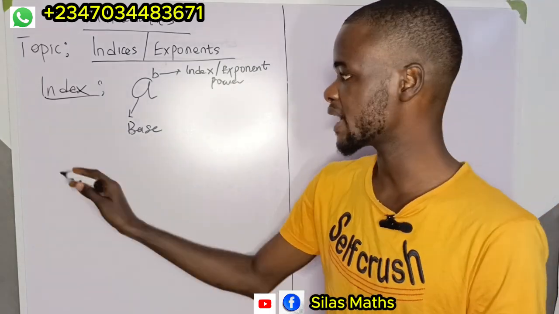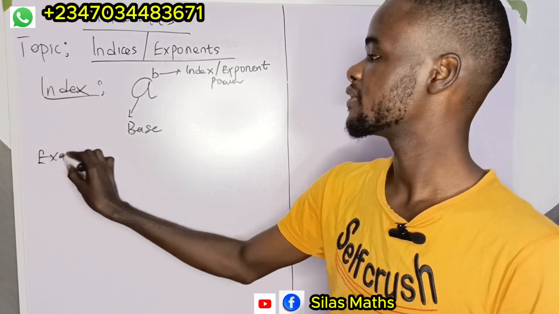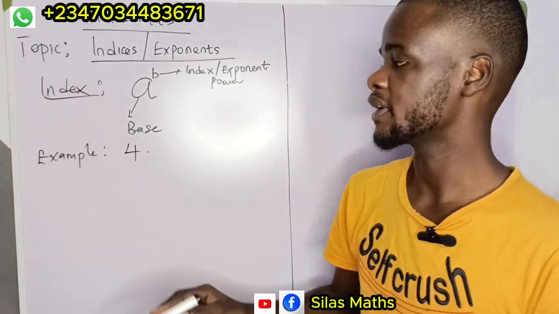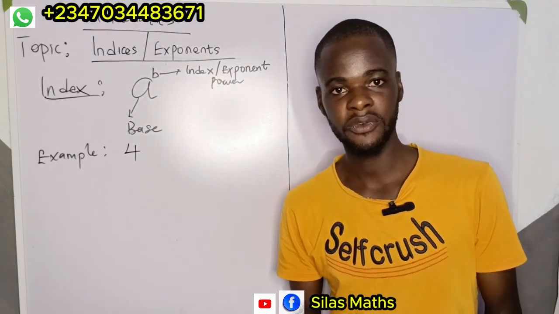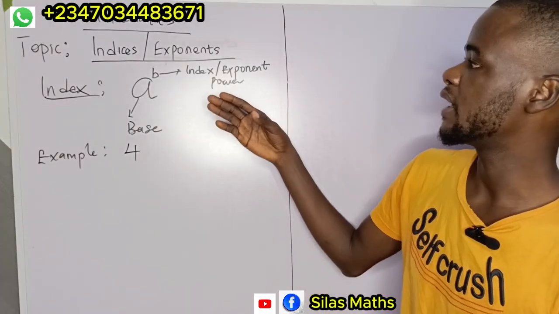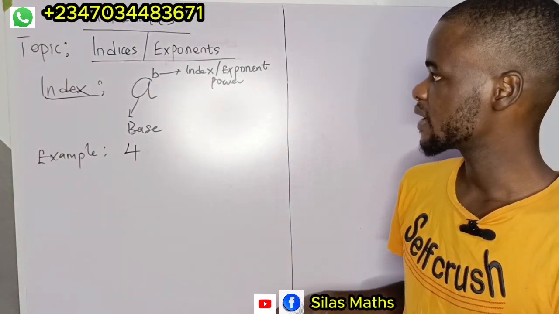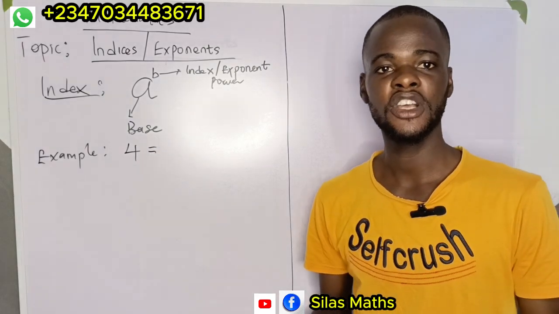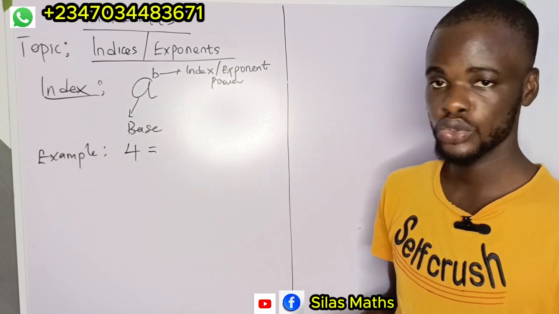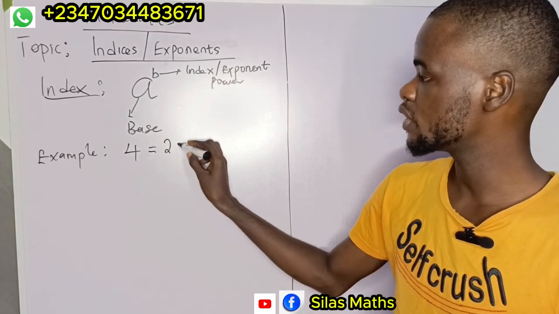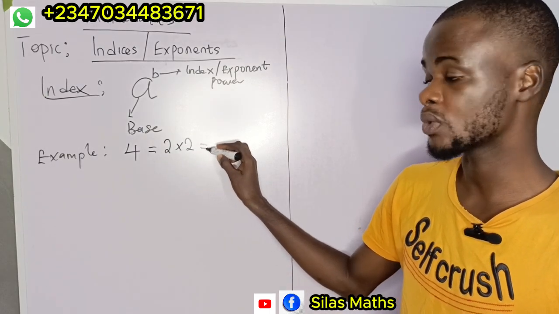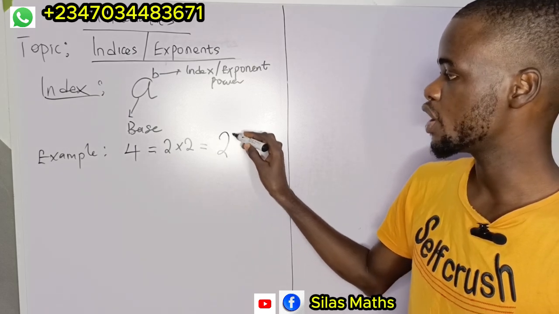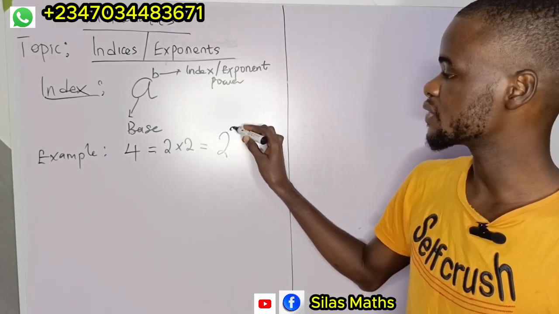For example, let's say we have this number 4. We can actually express 4 in index form, that is to say, what number will multiply itself to give us 4? That number is what? 2. That is to say, 2 times 2 is going to give us what? 4. The other way around, I can say that this is 2 raised to power 2.